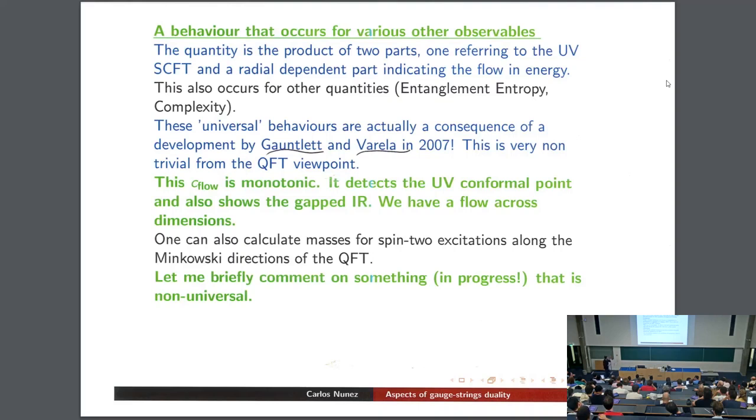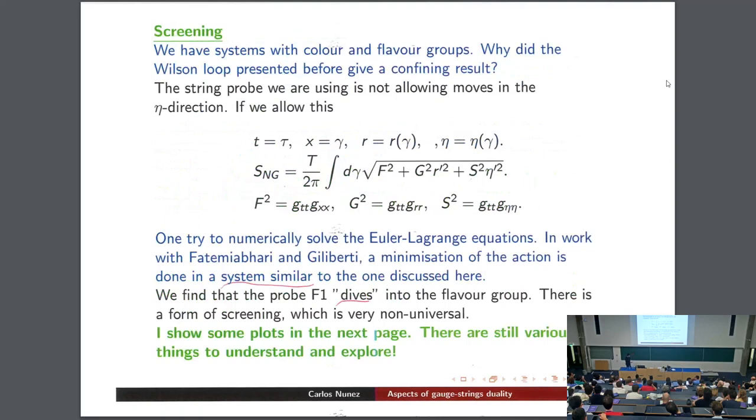So to close this, let me briefly comment on something in progress with Ali Fatemi and Mauro Giliberti that is strictly non-universal. Okay? So the question is how to understand the phenomenon of screening in these theories. Okay? In these systems we have color groups and flavor groups. Why did the Wilson loop I was presenting before show a confining result, given that whenever you have flavors you could in principle have screening?